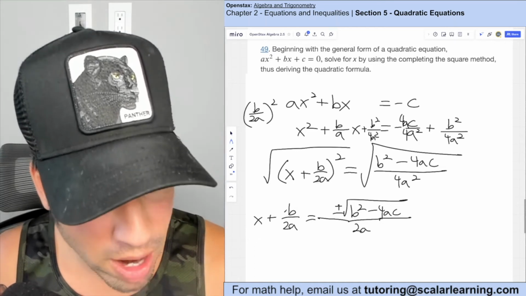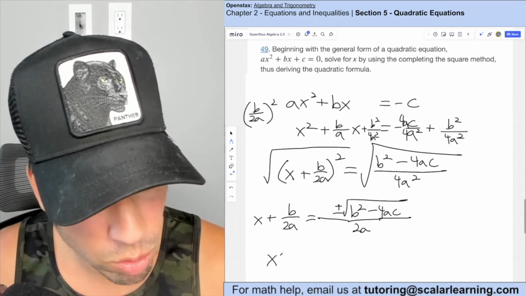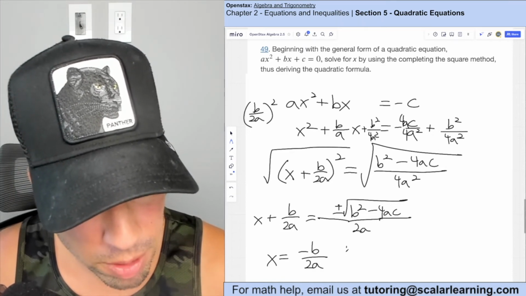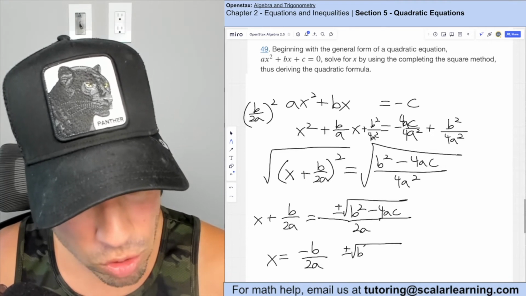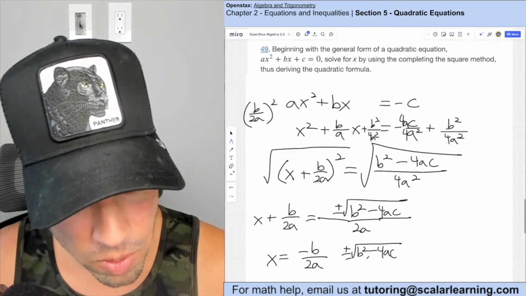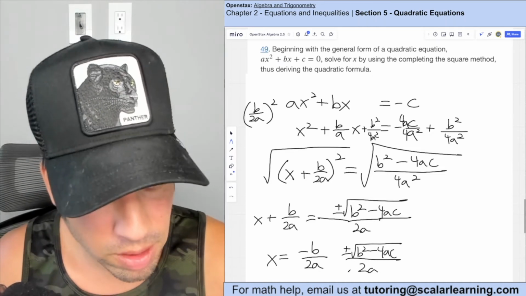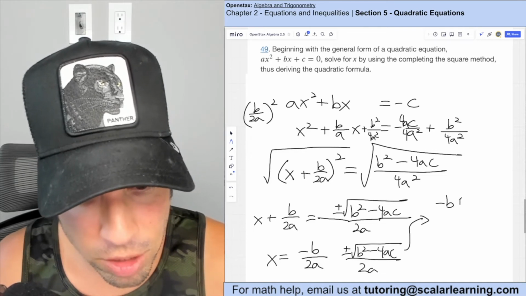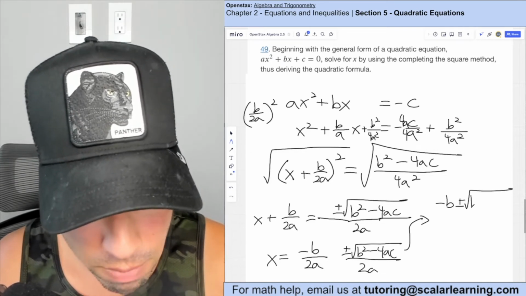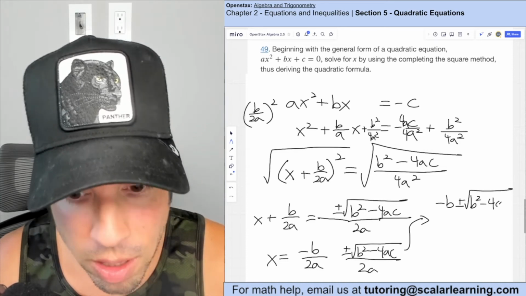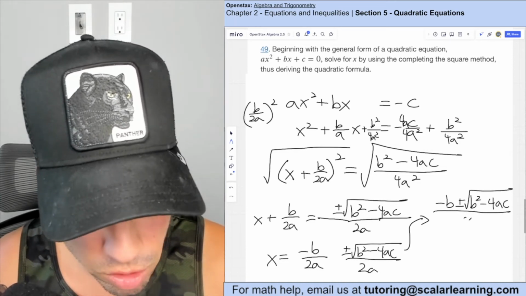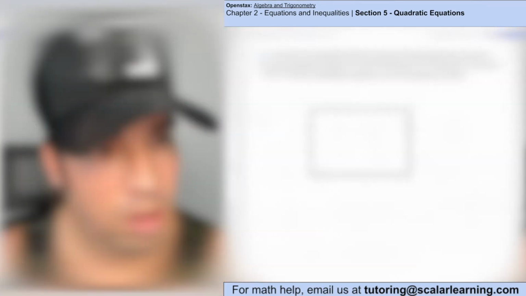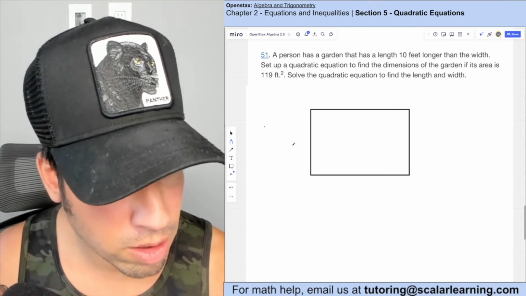Last but not least, I'm going to subtract b over 2a from both sides. So x equals negative b over 2a, plus or minus this square root of b squared minus 4ac all over 2a. Now here's the deal. They have the same denominator, so let's merge that. And it's going to become negative b plus or minus the square root of b squared minus 4ac all over 2a. And there is your quadratic formula. Boom, done.